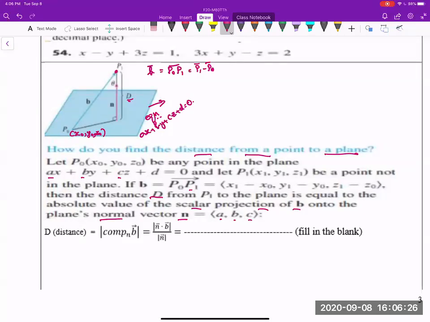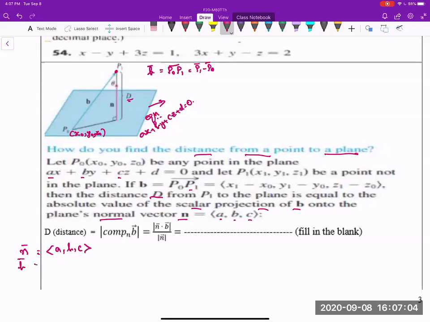So if you notice here, if theta is this angle shown in the picture, the scalar projection of b onto n is what the distance d is, right? So it is the absolute value of the scalar projection of b onto n. By the formula, we know that it is n dot b or b dot n over length of n. Everything is absolute value. So we know the vector n here. Vector n is a comma b comma c.